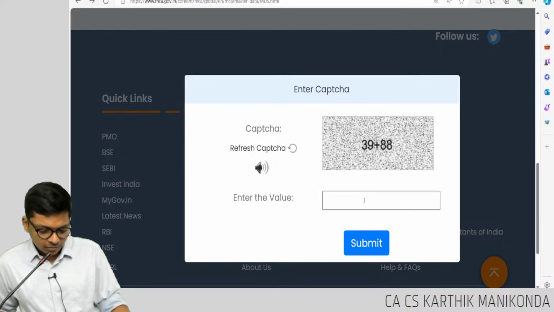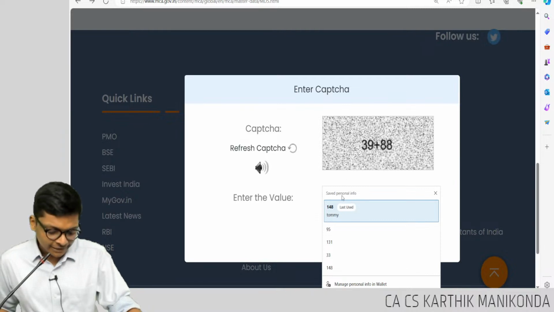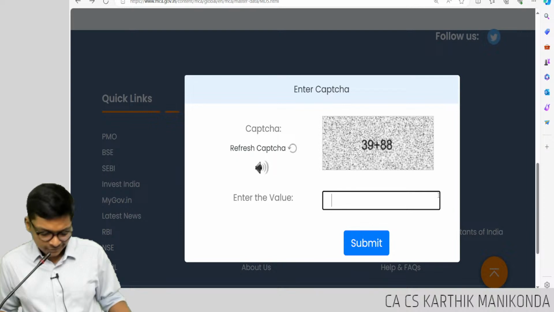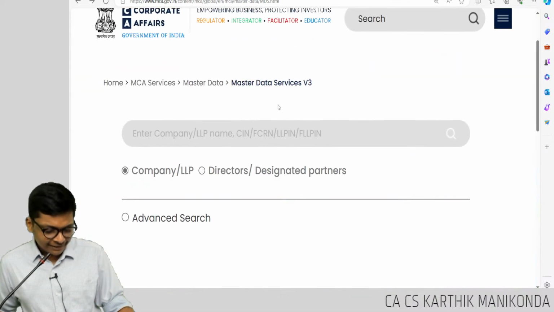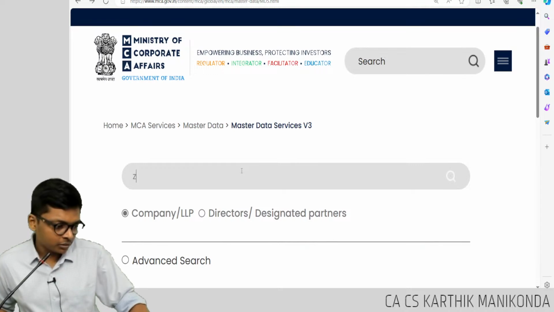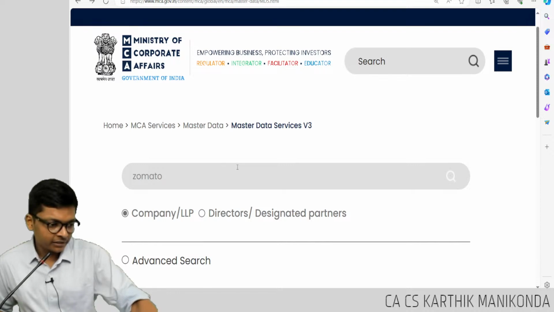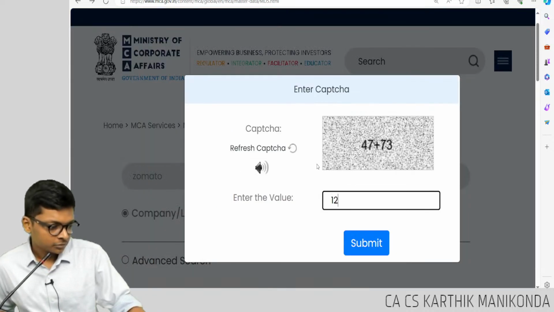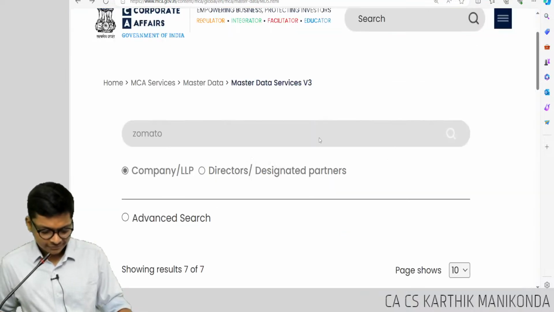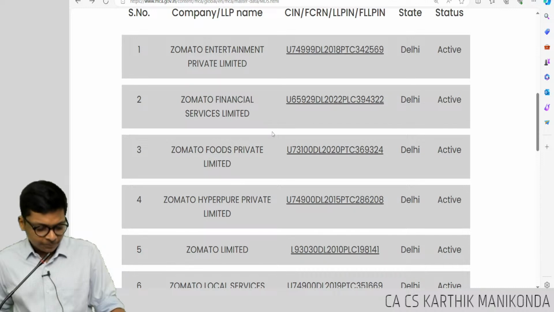That is over here because this company is in a different status. Okay. 39 plus 88, how much, guys? This is the history over there. 127. If you want to see a recognized company, we'll take the last one. Zomato, if I hit, how much? Zomato Foods Private Limited.